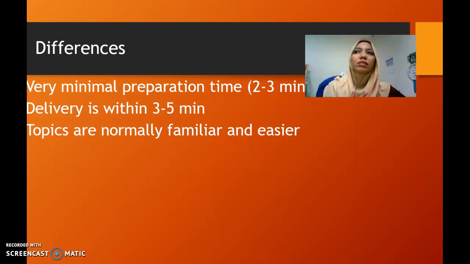Where the things that you share are mostly about familiar topics, familiar contents, things that you already have general knowledge of. And you're given 2 to 3 minutes, and you deliver within 3 to 5 minutes, and topics are normally familiar and easy ones, no complicated topics.